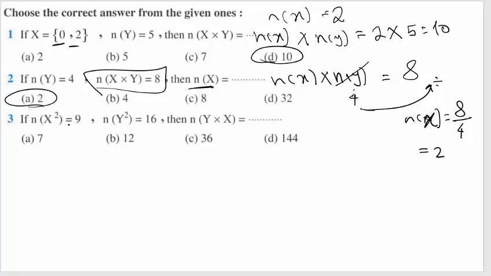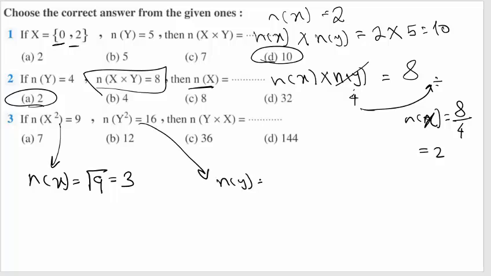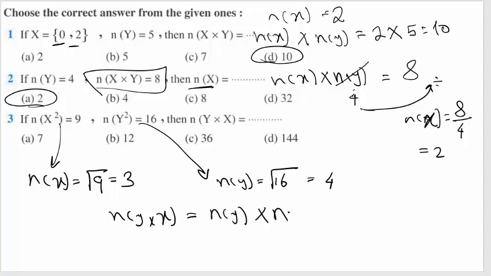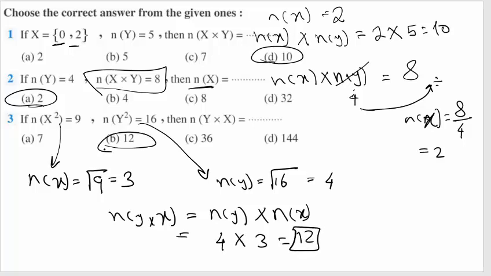The number of elements of x squared equals 9. The number of elements of y squared equals 16. I don't need the number of elements of x squared. I need the number of elements of x, which is the square root of 9, which is 3. I don't need the number of elements of y squared. I need the number of elements of y, which is the square root of 16 equals 4. So the number of elements of y product x equals number of elements of y multiplied by number of elements of x, which is 4 multiplied by 3. I think it will be 12.